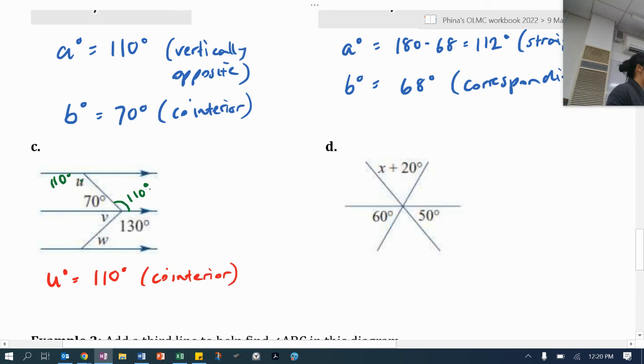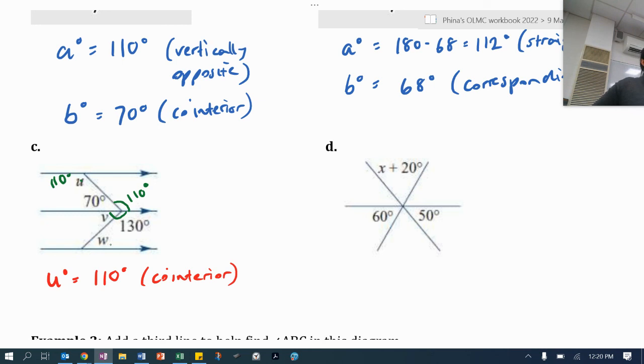Which means you can use the revolution idea to figure out what V is. You can use the 360 rule. Does anyone have another method? There's multiple methods for this one. Can you do 180 minus 130? Yes, you can. There's a straight angle here. So you can go 180 minus 130. Any other methods? See if anyone comes up with something else.